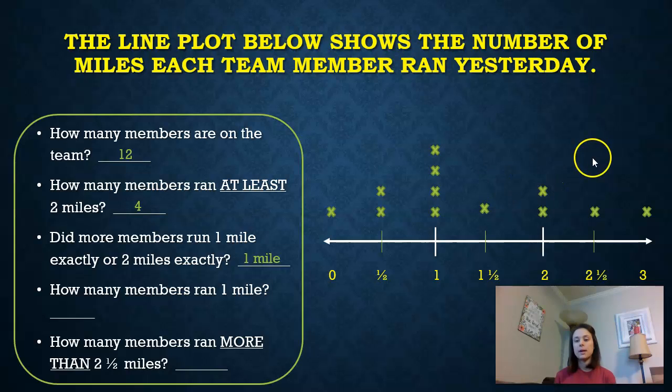So how many members ran 1 mile? We just said the answer here, so see if you can figure it out. Okay, so 4 team members ran 1 mile. I go to my 1 on my line plot and I count every mark above the 1, which gives me 4. Okay, so how many members ran more than 2.5 miles?